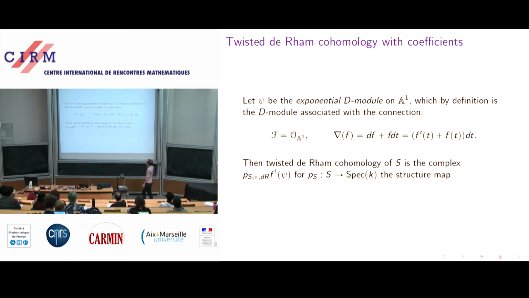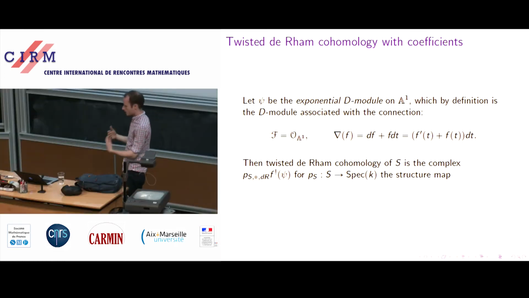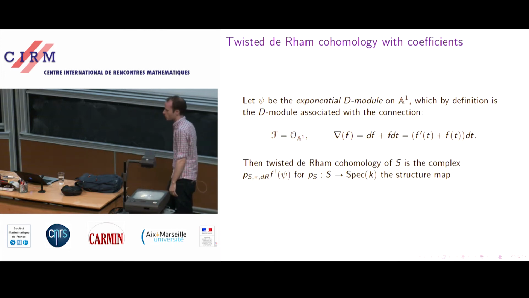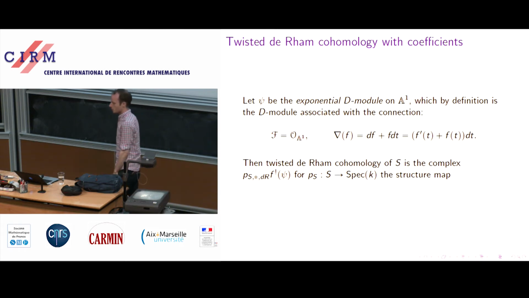So by definition, this is going to be a certain line bundle with connection. So it's the trivial line bundle on A1. And the connection is given by this formula: nabla of f is equal to df plus f dt. So then if you have your scheme S with your map f to A1, you can redefine this twisted de Rham cohomology as pull back this exponential sheaf and then push it forward to a point.